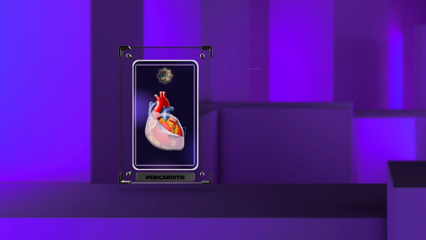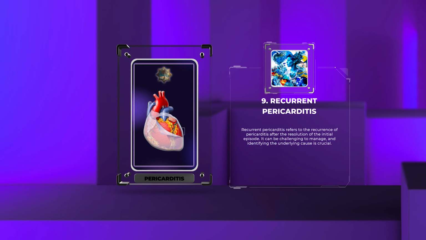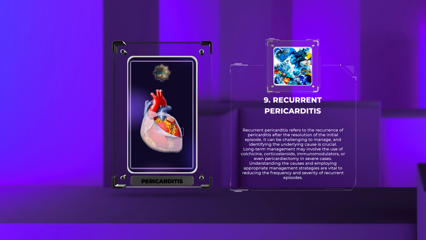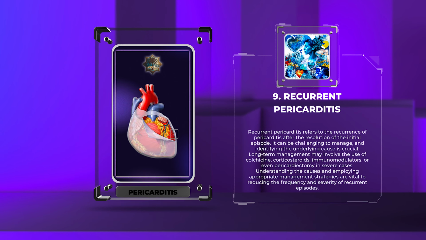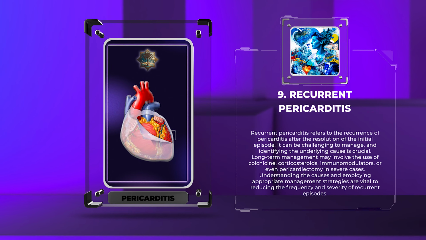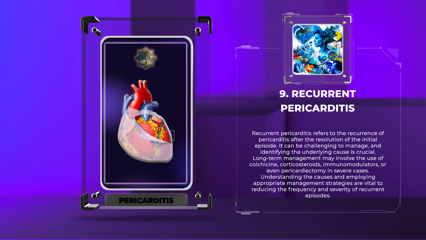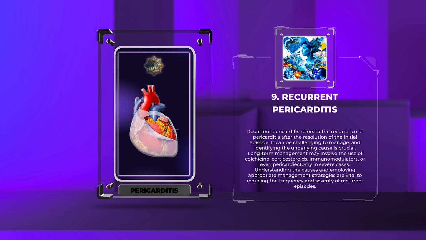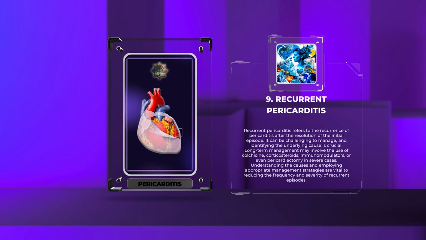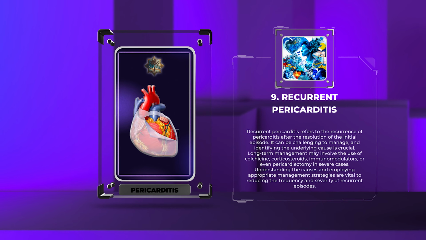Recurrent pericarditis refers to the recurrence of pericarditis after the resolution of the initial episode. It can be challenging to manage, and identifying the underlying cause is crucial. Long-term management may involve the use of colchicine, corticosteroids, immunomodulators, or even pericardiectomy in severe cases. Understanding the causes and employing appropriate management strategies are vital to reducing the frequency and severity of recurrent episodes.